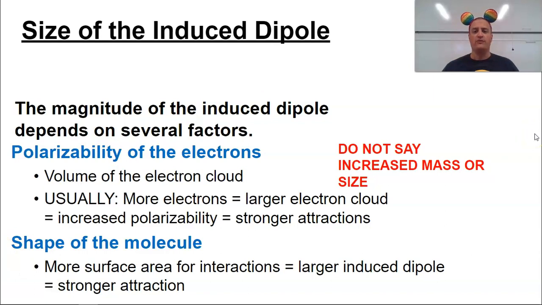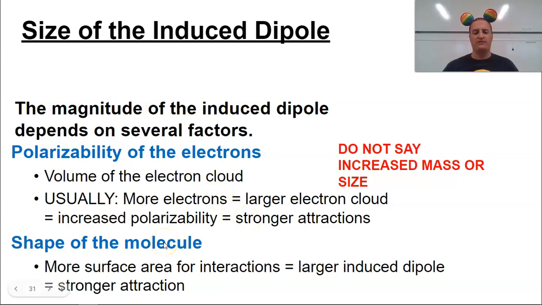Now let's look into the less familiar ones that you may not have had too strongly back in the chemistry you had before. Induced dipole. The magnitude of these induced dipoles depends on many different ideas. This is the polarizability of the electrons. Don't just say bigger mass or bigger size. It's the size of the volume of the electron cloud. Now, generally, more electrons mean a larger cloud, more polarizability, I'm getting better, which means stronger attractions.